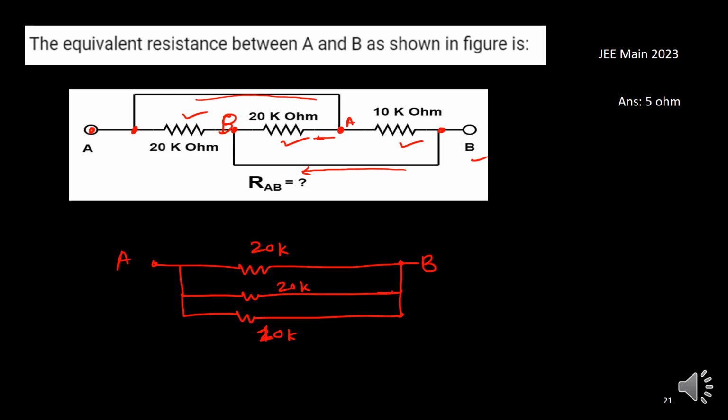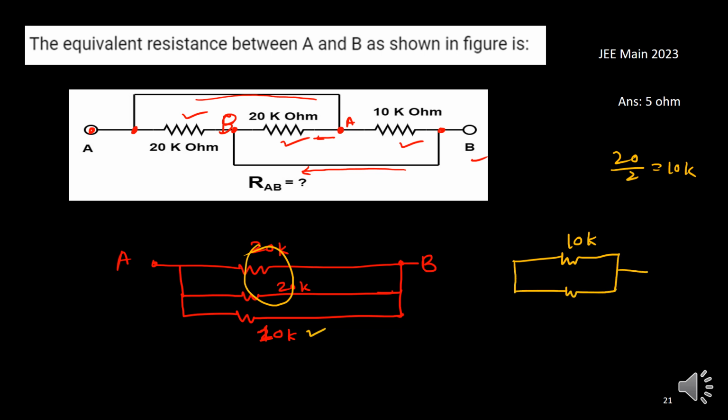So now how to consider? You can see that all three are connected in parallel. So I can go one by one, it will be easy for us. These two I can combine first. 20k and 20k, it is half of that. So I can consider one resistance, that is 20 by 2, which means 10k. Then this 10k is now parallel with this 10k.